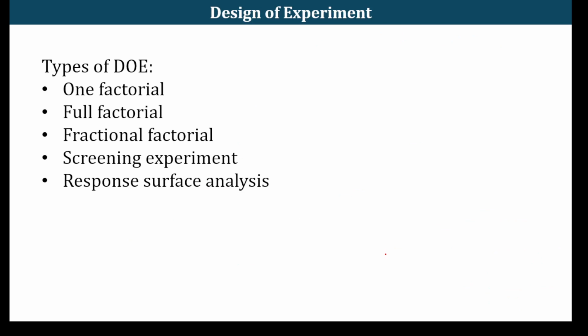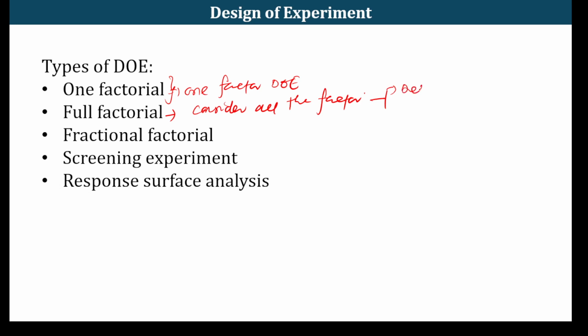Now we'll come to the types of design of experiment. First one is the one-factor design of experiment. Then full factorial, where we are going to consider all the factors, so it will be detailed.